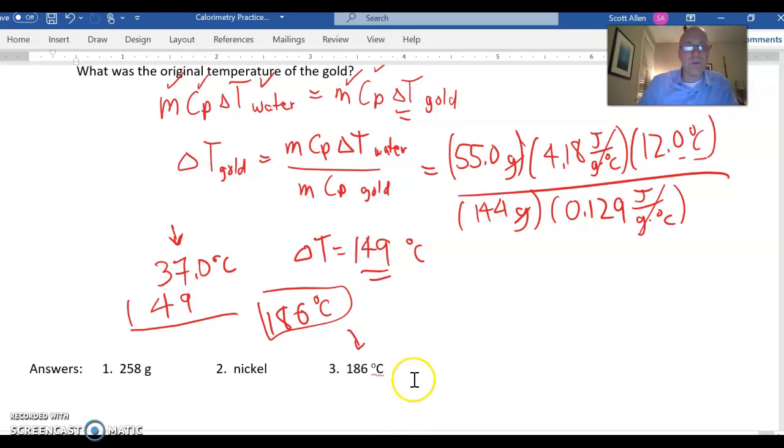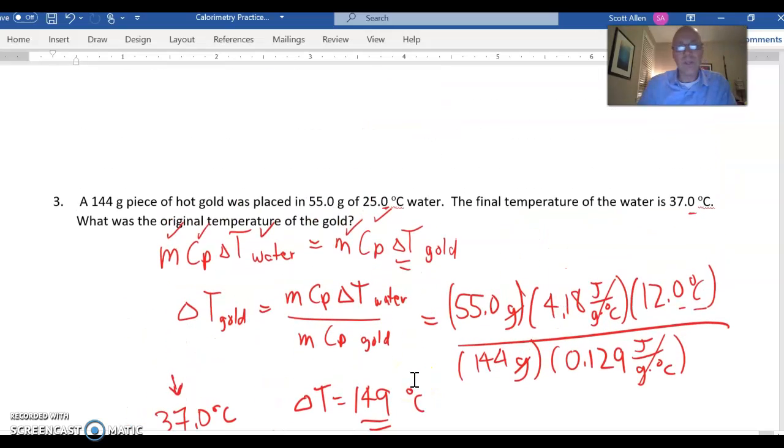So again, with these calorimetry problems, they all start off with the same basic assumption, and it's just a matter of finding what is missing from the problem, and then just doing a little bit of math to figure out what that answer is. All right, thanks guys.